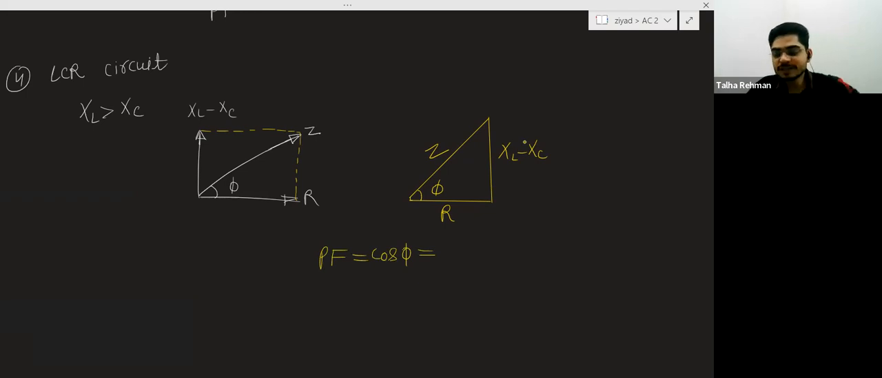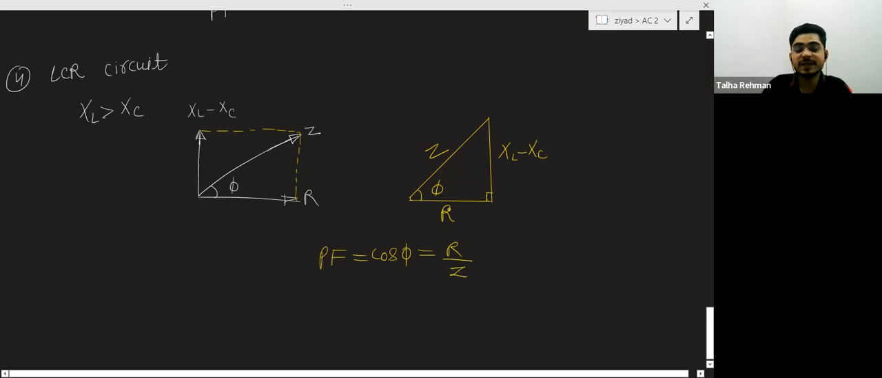Okay. So cos is base divided by hypotenuse. Base is R. This is a right angle triangle. Hypotenuse is Z. So basically in a series LCR circuit, the power factor is given by R by Z.